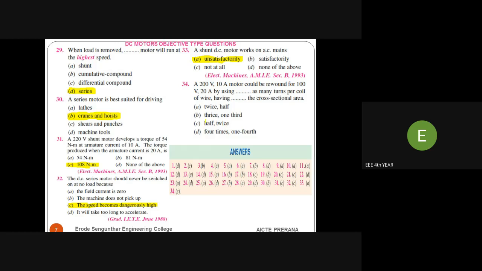We have to reduce the voltage by half, and the current has to be increased to twice. So option C is the correct answer. The 200 volt can be reduced to 100 volt, which is half of the voltage. The 10 ampere can be increased twice, to 20 ampere. So option C is the correct answer.